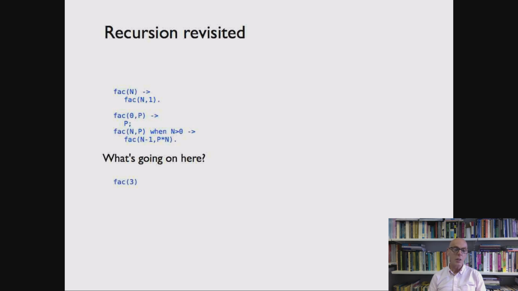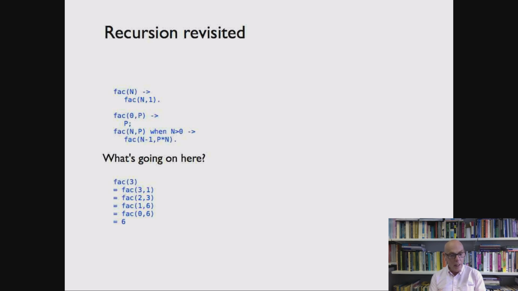So let's see what it does on factorial of 3. Factorial of 3 becomes factorial of 3 and 1, 2-argument factorial. 3 is greater than 0, so that becomes factorial of 2 and 3 times 1. Factorial of 2 and 3 becomes factorial of 1 and 3 times 2. Factorial of 1 becomes factorial of 0 and 6 times 1. And now we have factorial of 0 and 6, which is the answer 6.